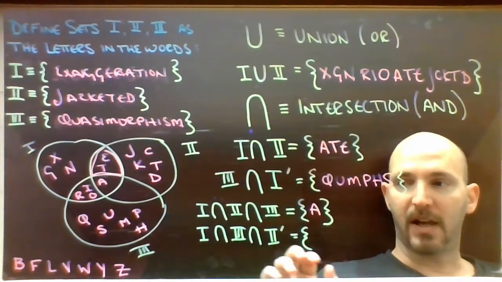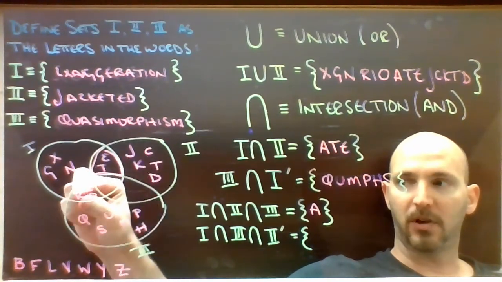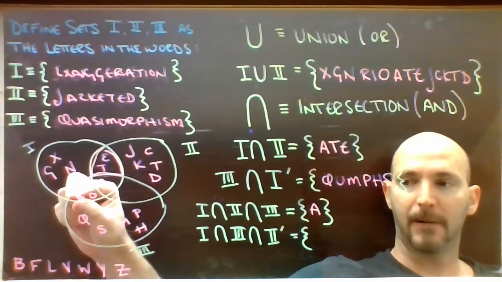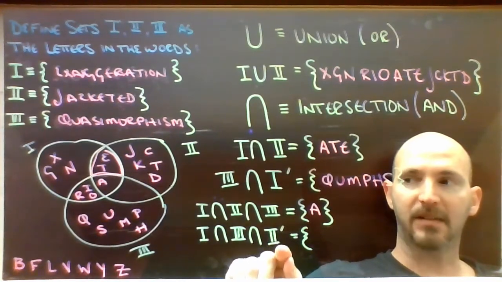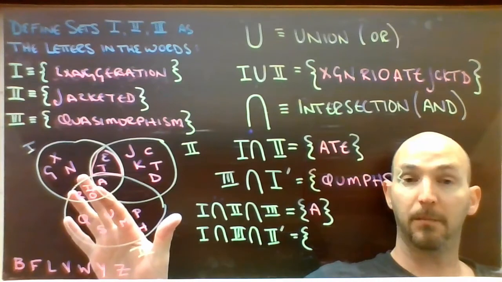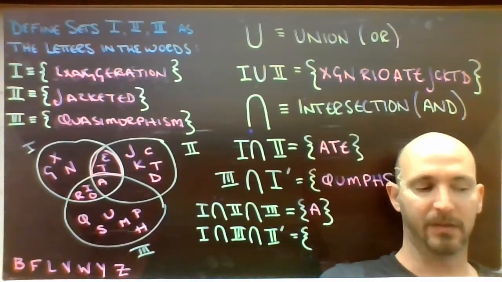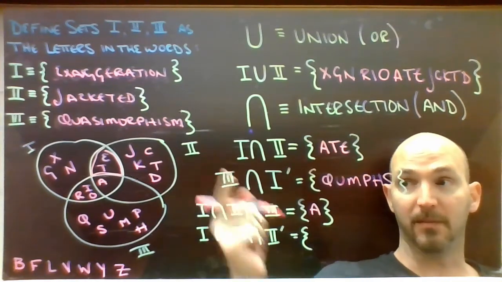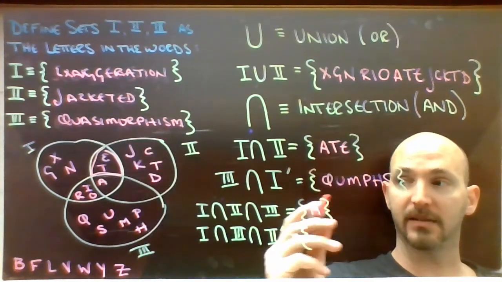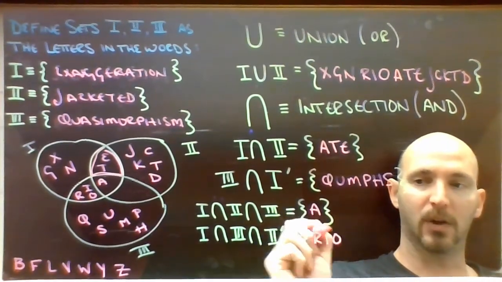So I have to find the sets that are in 1 and 3. Well, that's this little bubble here. But they can't be in 2. So that means that R, I, and O meet the criteria of being in this one and not 2. The A gets left behind because of its jacketedness. So my letters would be R, I, and O.